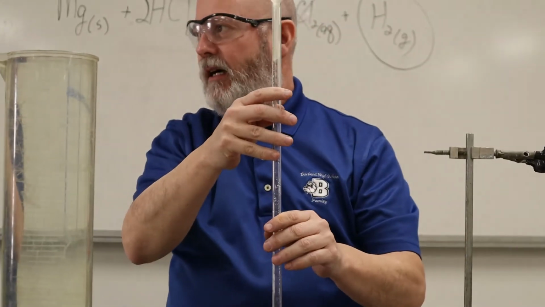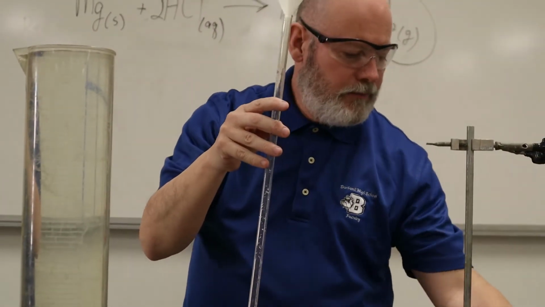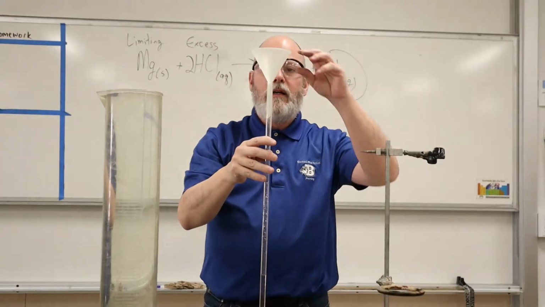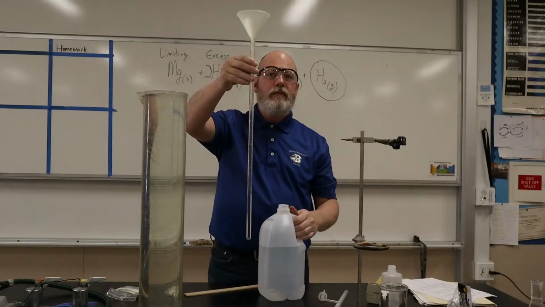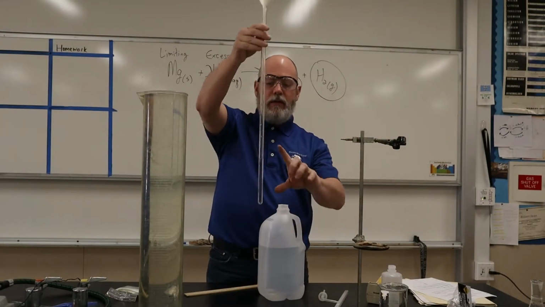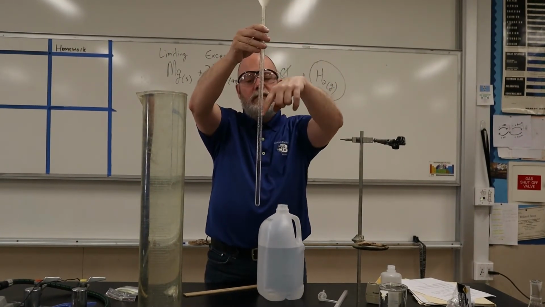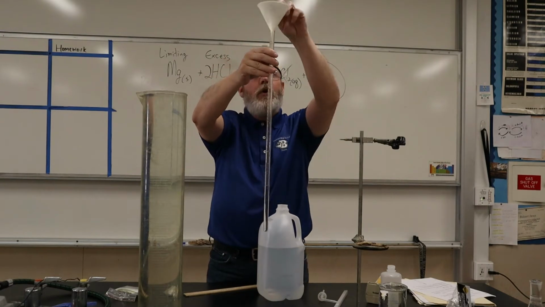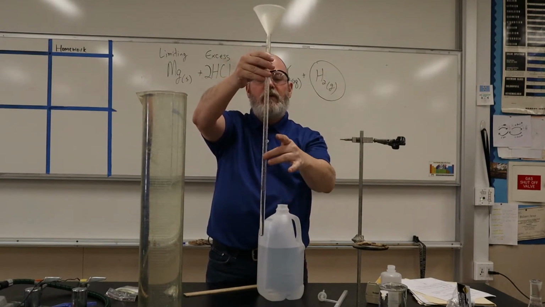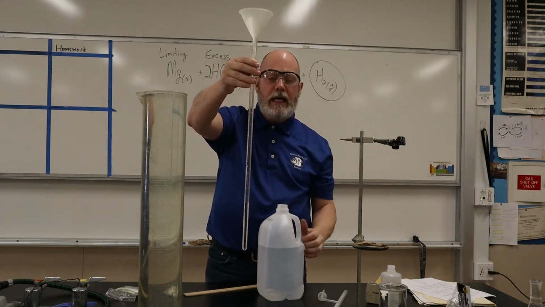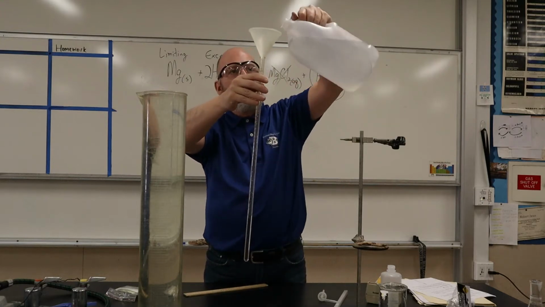Now, I forgot, we need a squirt bottle. Oh, and some distilled water. Okay, yeah. All right, so we got our distilled water. The acid is right here. We're gonna pour the water in until it overflows, because we want to get rid of all the air in here. We don't want any gas in there except the hydrogen that's gonna be produced.